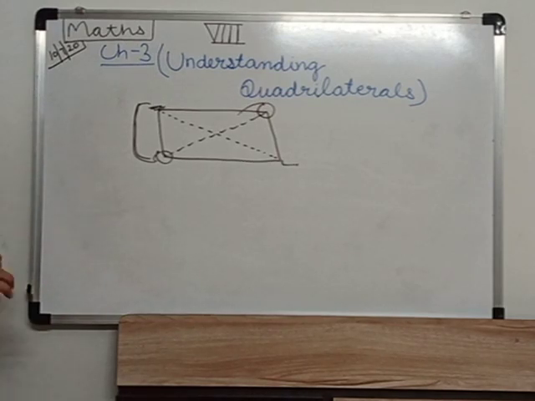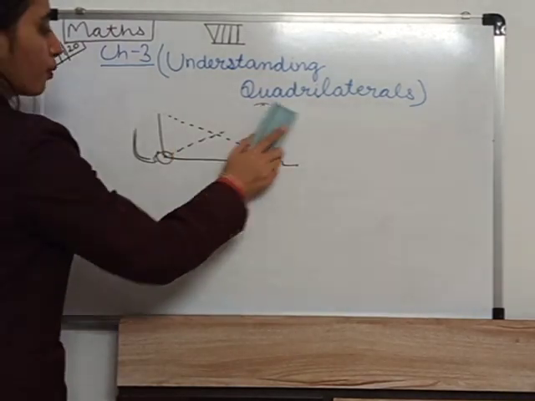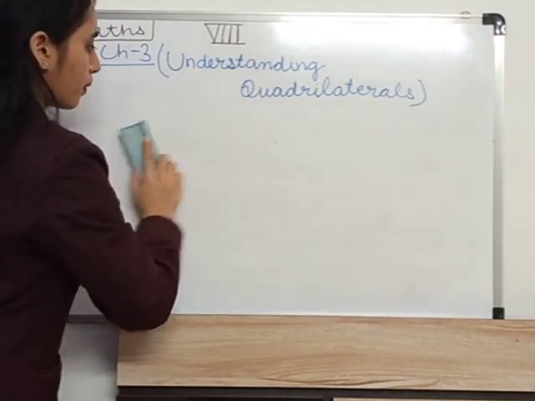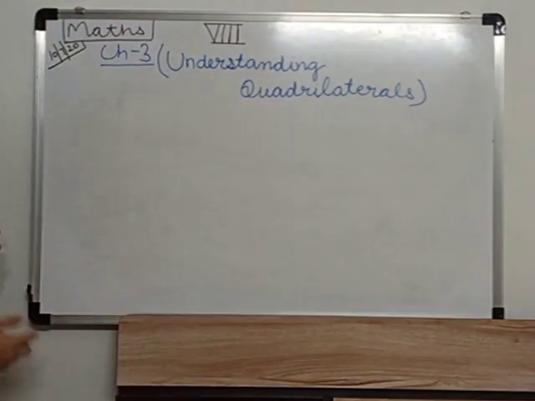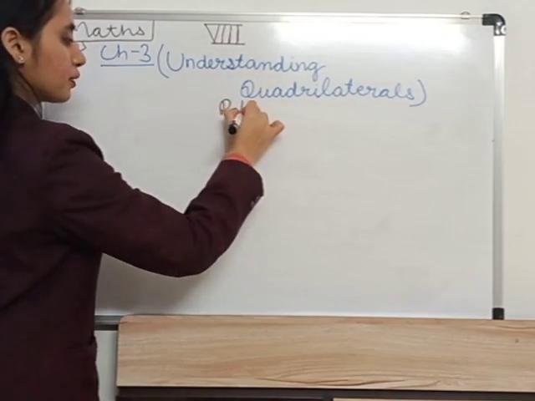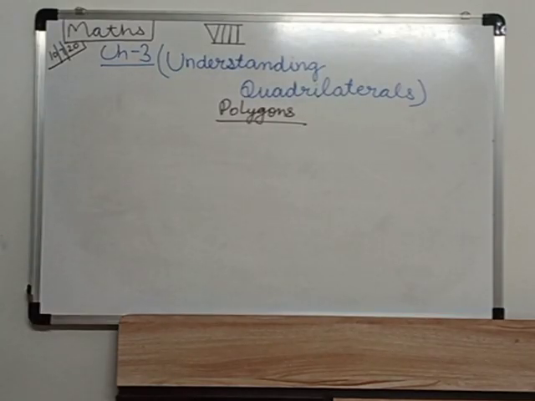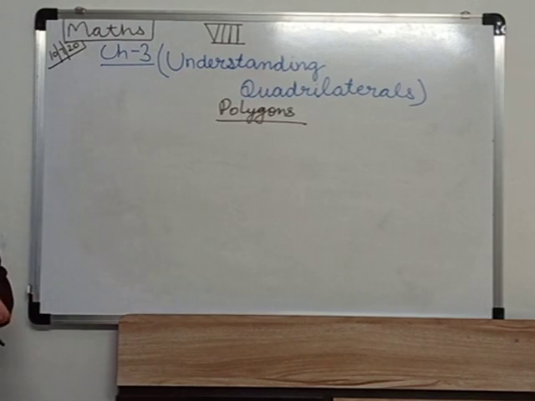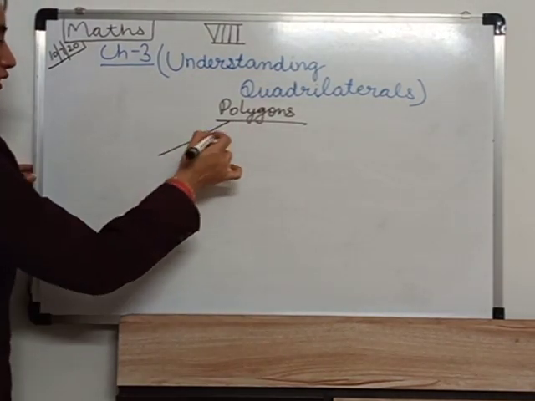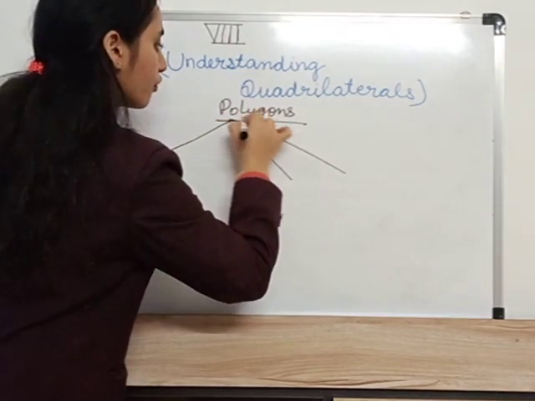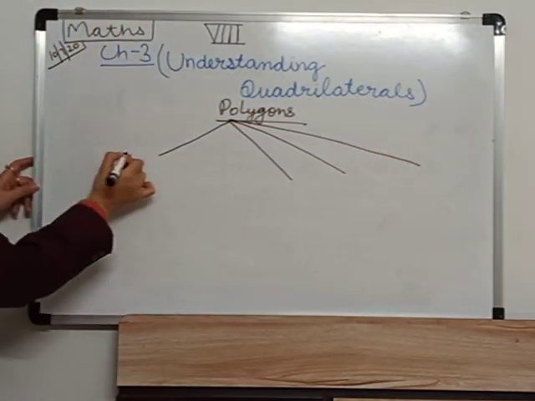Okay, understood about diagonals? Now about polygons, how many types are there, or how can you classify polygons into different parts? First is concave polygon, next is convex polygon, next is regular polygon and irregular polygon. Polygons are characterized into 4 parts.